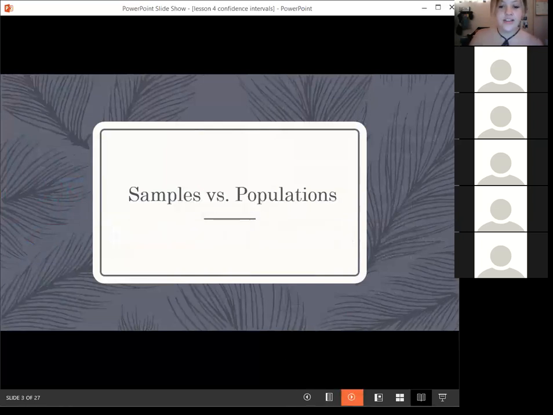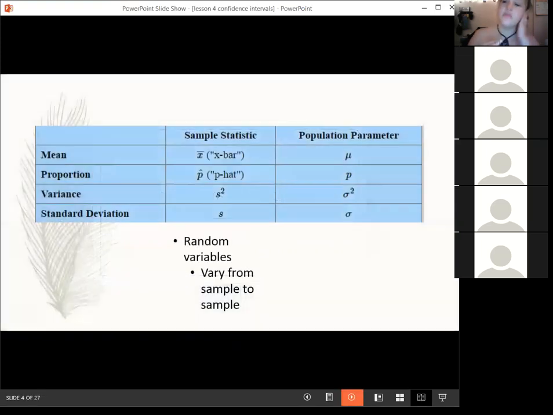Okay, so I just wanted to review samples versus populations first. This is important to keep in mind when we're making conclusions at the end and also where we're getting this information from. It's important to understand what a population is and what a sample is, and why we're coming to these conclusions and where we're getting them from.